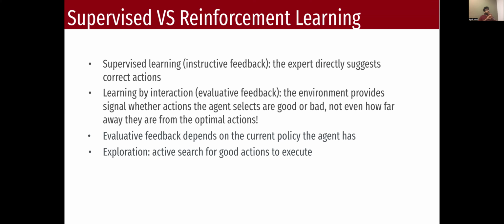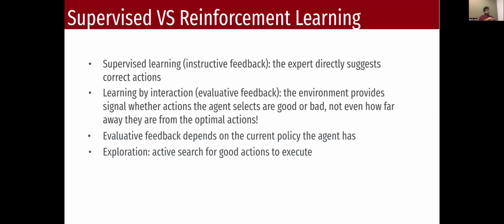In reinforcement learning we have an environment. The environment provides a signal whether the actions the agent selects are good or bad, and not even how far away they are from the optimal actions. Evaluation feedback depends on the current policy the agent has. If you remember, in reinforcement learning we have an environment and an agent. The agent takes an action and gets some reward from the environment. This is the overall theme of reinforcement learning.